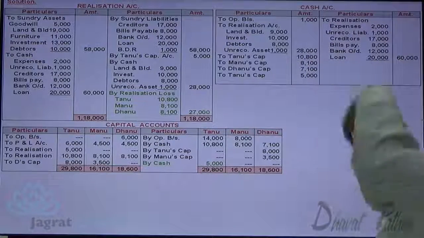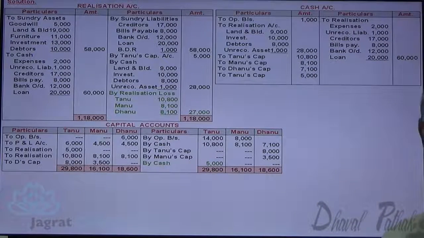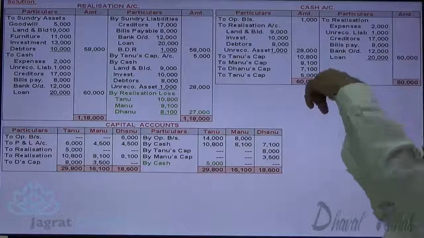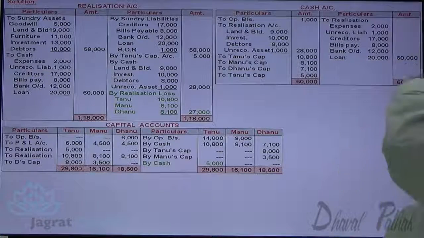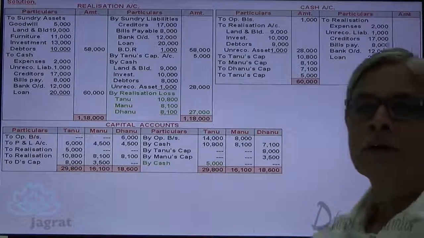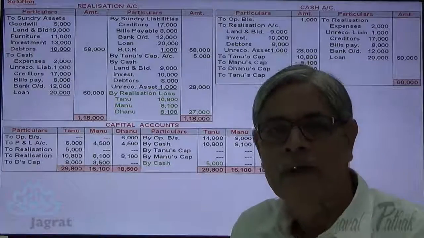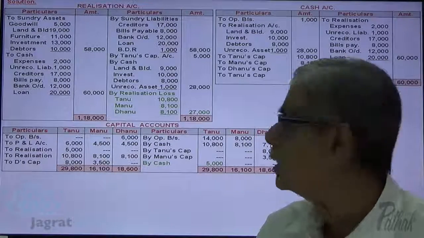Now let me close this cash account. Total of cash account should agree. Total of debit and total of credit, that amount should amount to 60,000. So here if you total debit side, total will be 60,000. Here 60,000 is already there. This is how my cash account agrees and the sum on dissolution gets solved.